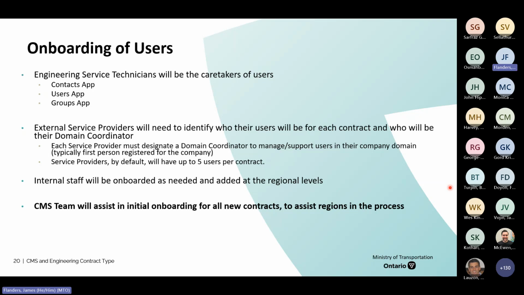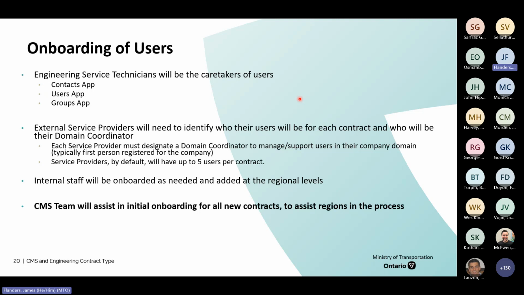So onboarding of users, like we said, the engineering service technicians will be the caretakers of the users within the contacts. Please note that's contact, not contract. The users app and groups. So external service providers will need to identify who their users will be for each contract and who will be their main domain coordinator. The domain coordinator is often the very first person who registers for the system.